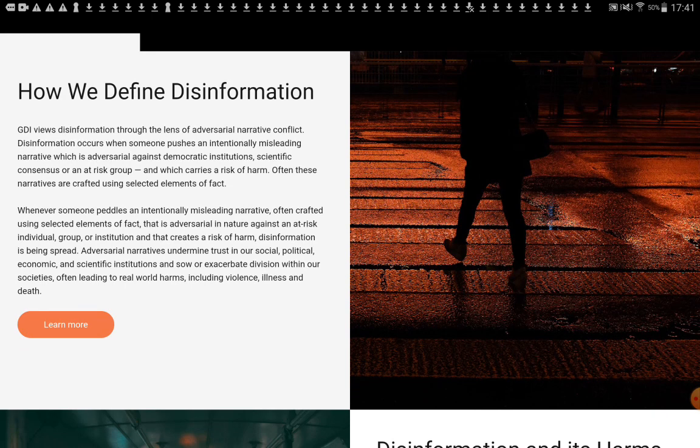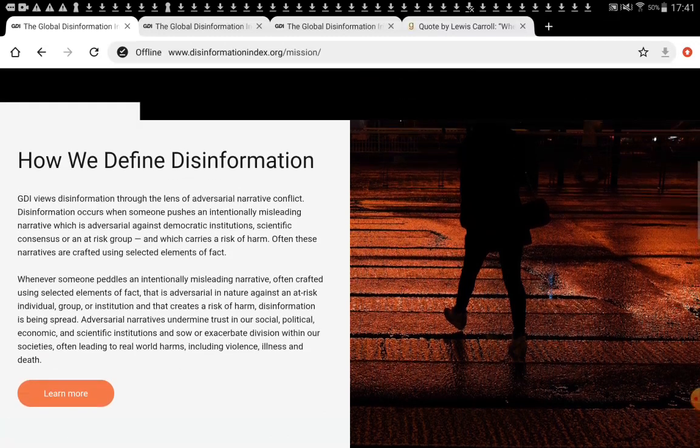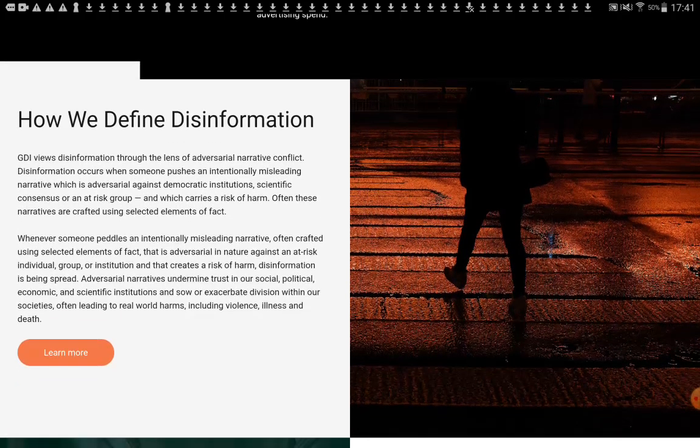So we can see here how they define disinformation, and that they view it through the lens of adversarial narrative conflict. It occurs when someone pushes an intentionally misleading narrative which is adversarial against democratic institutions, scientific consensus, or an at-risk group, and which carries a risk of harm. Often these narratives are crafted using selected elements of fact. Now it's pretty well known that if people are arguing or engaged in debates, often they do use selected elements of facts. Sometimes it's just a matter of convenience, and you can't present all the facts to give a fully rounded picture.